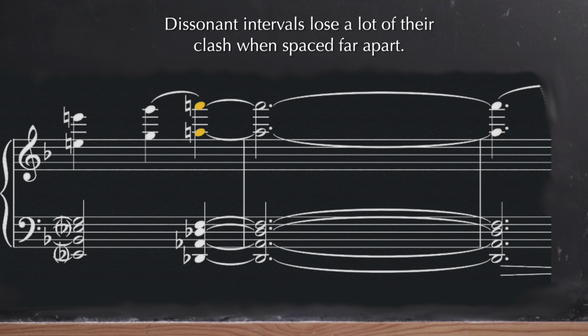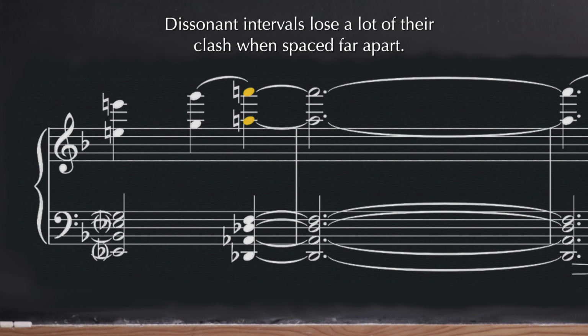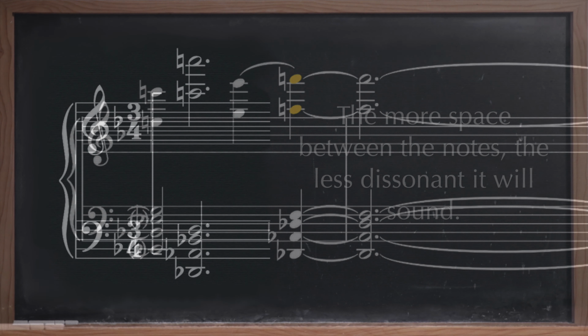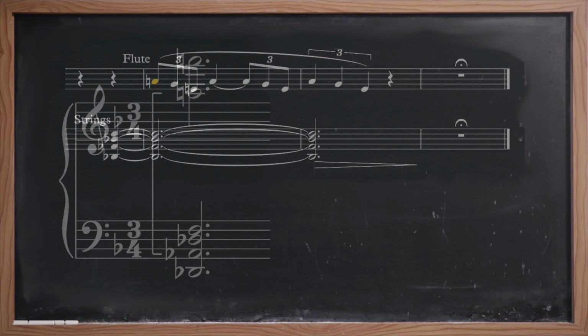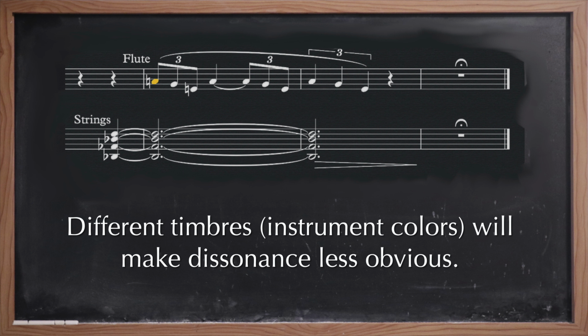The main point I'm trying to get across is that dissonant intervals lose a lot of their clash when you space them 1 or 2 octaves above a chord. The further you space a dissonant interval away from the chord, the less dissonance will be noticeable. And by using different instruments, like these woodwinds in this passage, it further hides the dissonance even more because the difference in timbre makes it even harder to notice the dissonance.